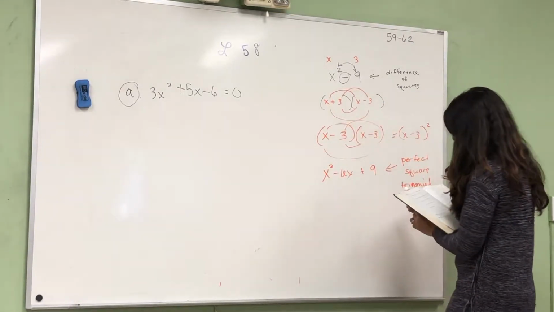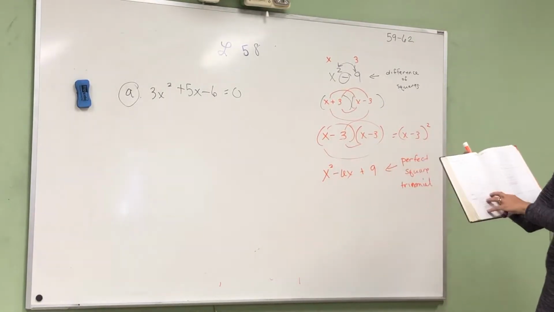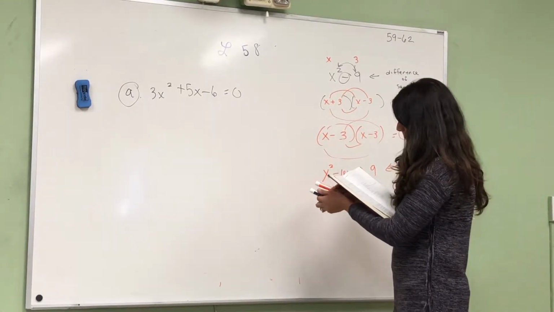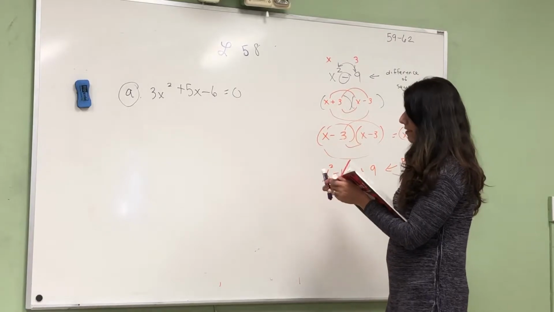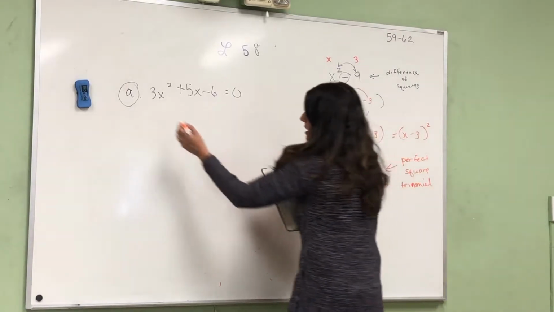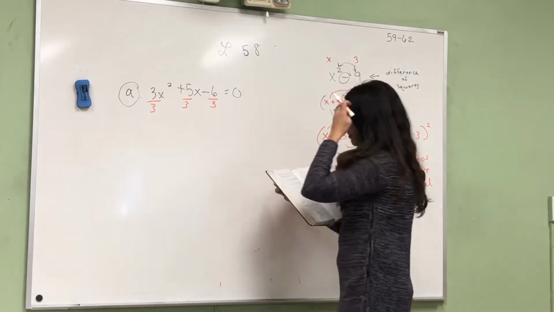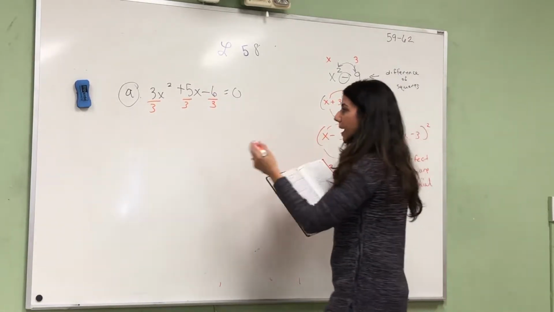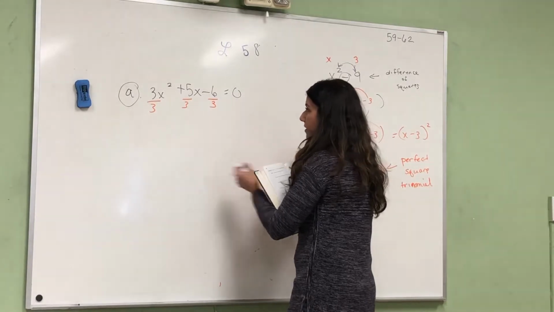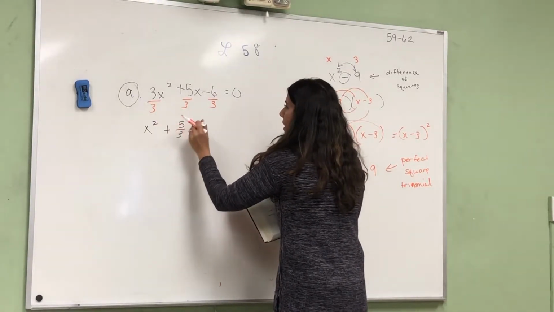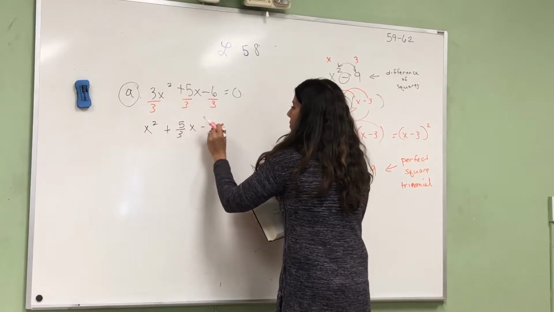So the first step, and you can see all these steps listed in your book, the first step says to divide every term by the coefficient. So that means we're going to have a lot of fun, right? You can see that right off the bat because we're going to get some fractions in here. So we get now x squared plus 5/3 x minus 2.